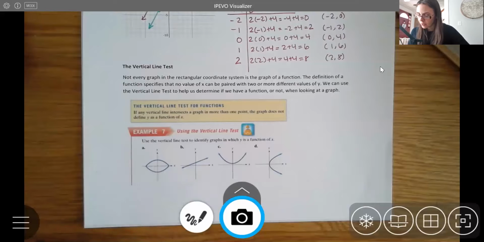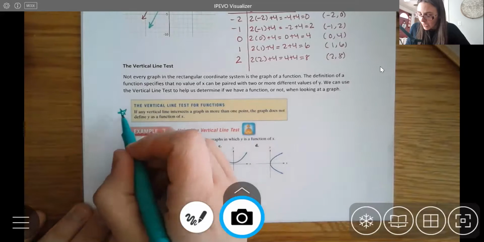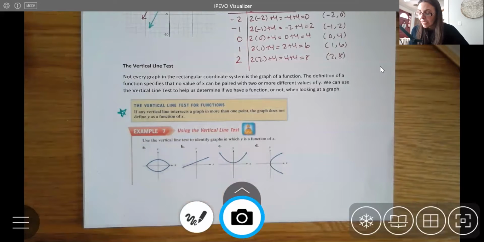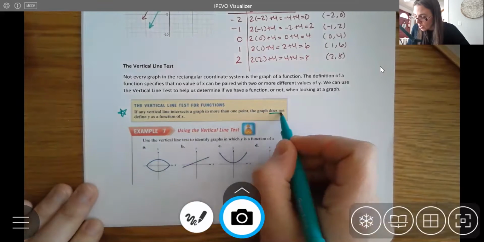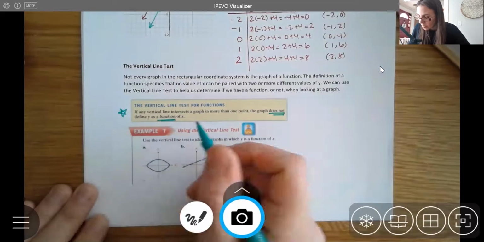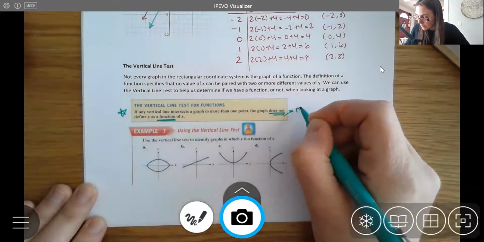The definition of a function specifies that no value of x can be paired with two or more different values of y. So if you plug in x and you get two or more different answers for the same x, then you do not have a function. And we can use the vertical line test to help us determine if we have a function or not. So the vertical line test says the following. If any vertical line intersects a graph at more than one point, the graph does not define y as a function. So it's not a function.